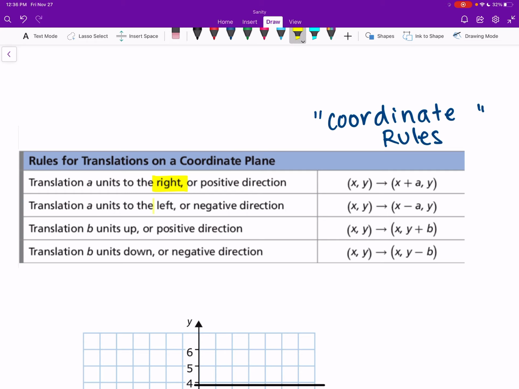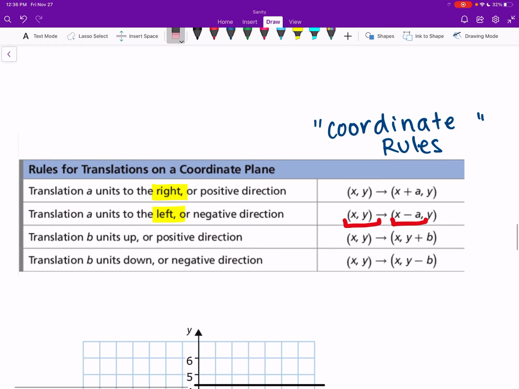What if we wanted to move to the left? Well, then we're just going to minus A units. Again, maybe we're moving 3 units to the left? Then we could describe our coordinate rule as X minus 3, Y. Same kind of deal here with moving up or down, so I'll highlight those. If we're moving B units up or B units down, well, now we're looking at making a change on our Y coordinate. So you're just going to add B to your Y coordinate or minus B to your Y coordinate, whichever one is appropriate for your translation.